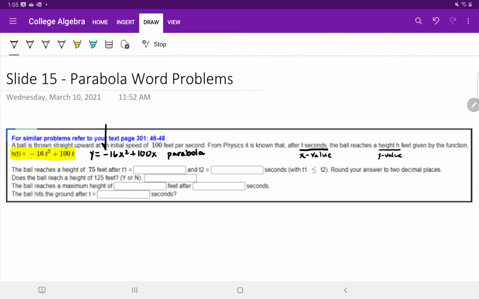For instance, if it starts out with a negative number, it's going to be a concave down parabola. That means it's going to have a maximum point. So some of these questions have to do with things like that. So let's look at the first part of this question.